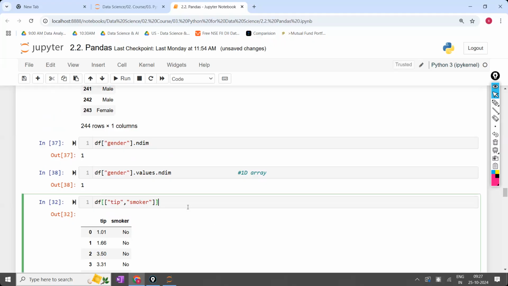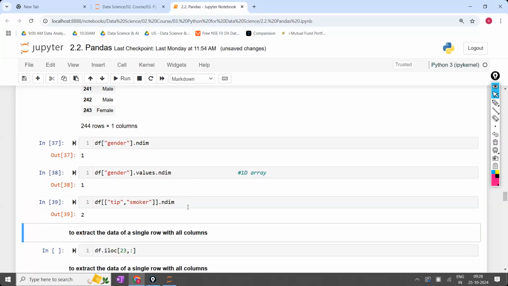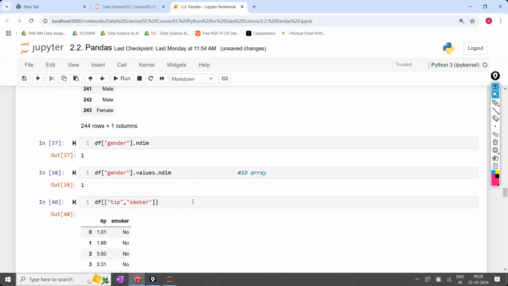And here also, what is the ndim of this one? It is two dimensional. Obviously, two columns means two dimensional. Is the point clear? So to extract two columns, you do it like this.